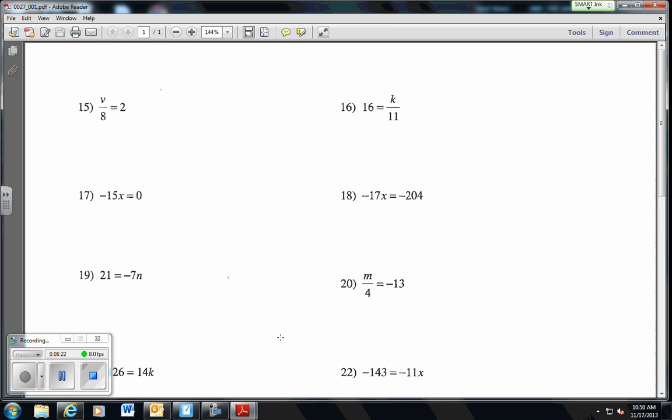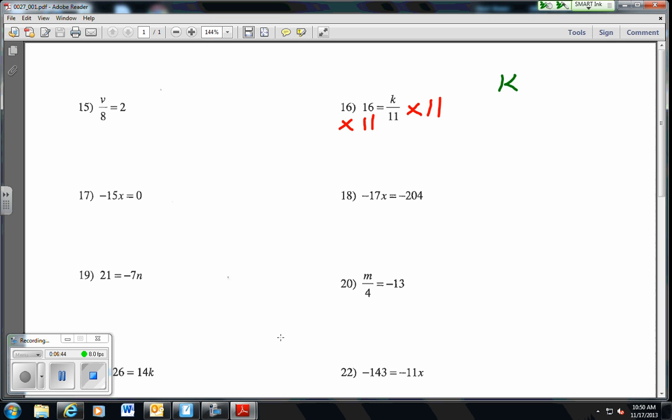So we need to get rid of that dividing by 11. And again, to get rid of things, we do the opposite. So the opposite of dividing by 11 is to multiply by 11. And if we multiply the right side by 11, then we have to multiply the left side by 11. So on the right side, our divided by 11 and our multiply by 11, they cancel each other out.